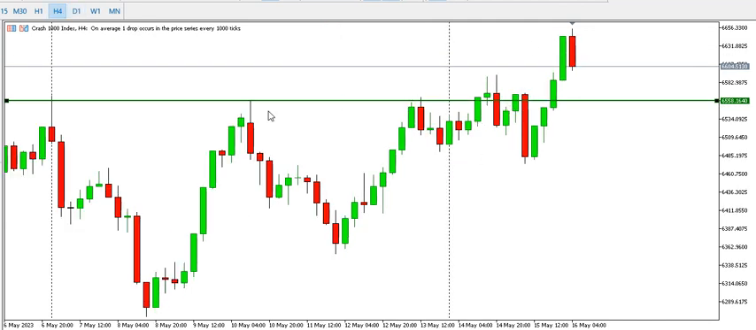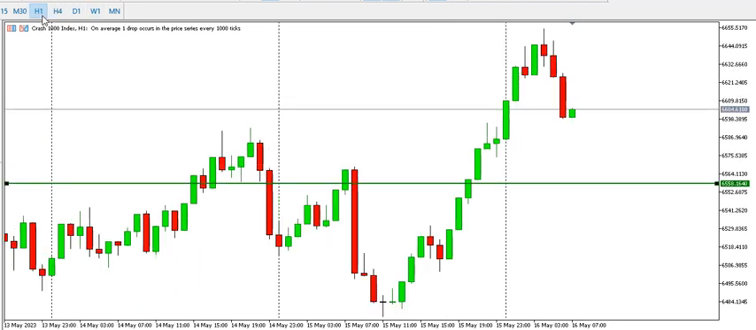We can see a break of this structure around here for us to establish a bit of retracement, that price continue to buy. Okay, currently price on the 4-hour time frame is trying to retrace, but the overall trend is bullish. Look at the 1-hour time frame, bullish.